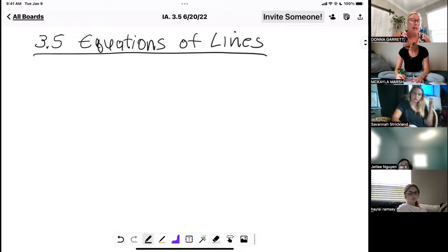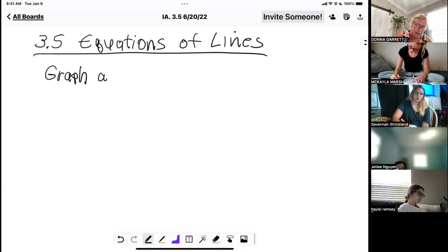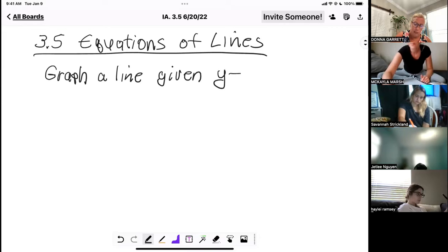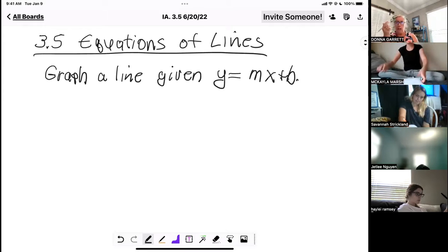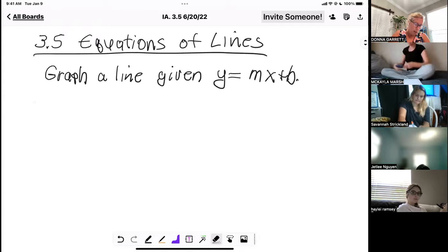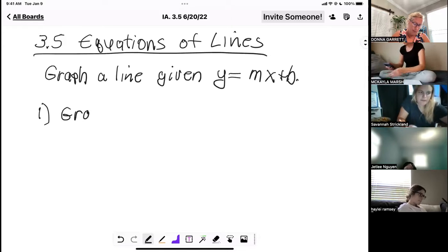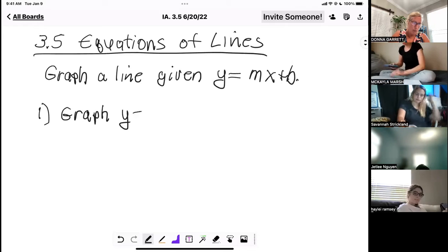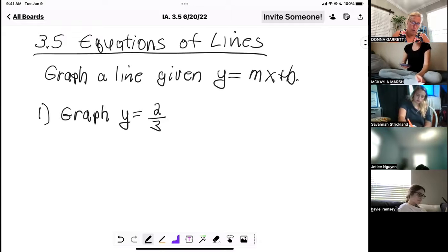So we're going to talk about how to graph a line given y equals mx plus b. That's what we're going to do. We're going to talk about it or review it, whatever way you want to say it. So, first problem. Graph y equals 2/3 x plus 1.